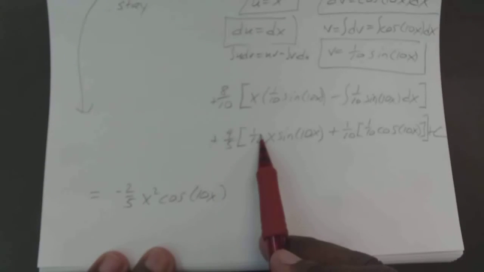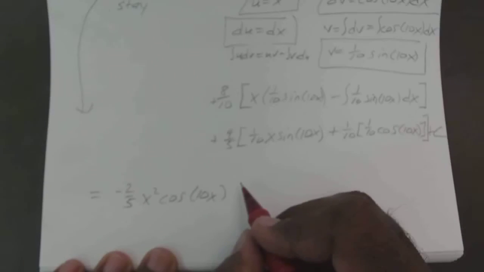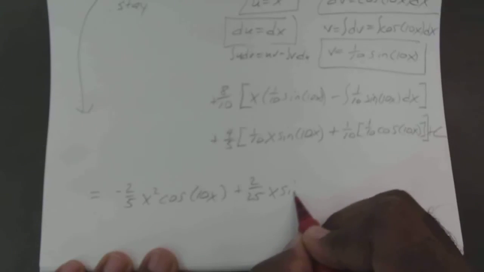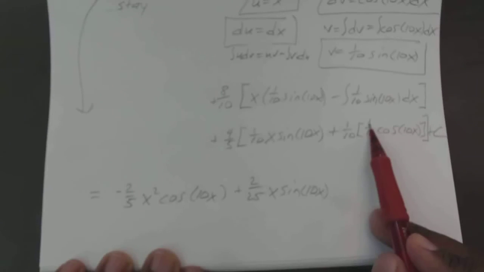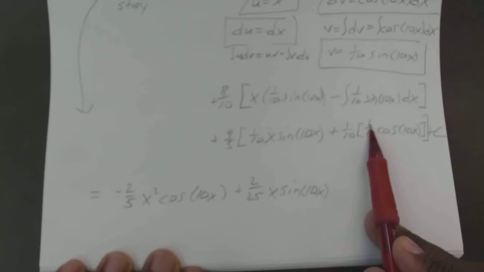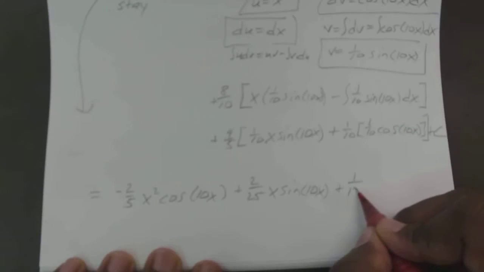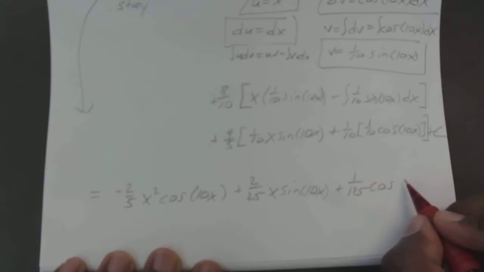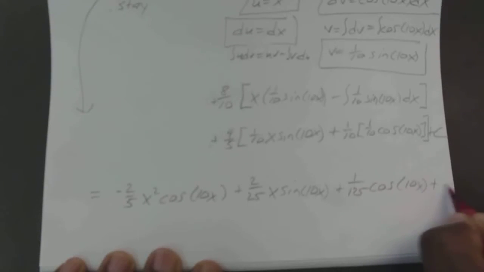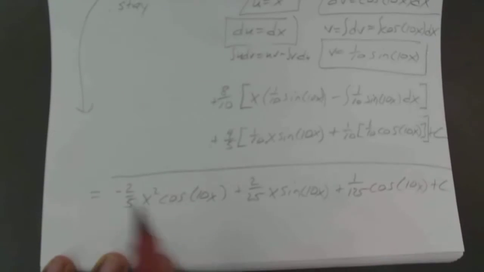And if you distribute the 4 fifths times 1 over 10, you get 4 over 50, which becomes 2 over 25 x sine 10x. Then here you have 1 over 100, so now you have 4 over 500, which gives you 1 over 125 cosine of 10x plus c. So that would be your actual final answer.